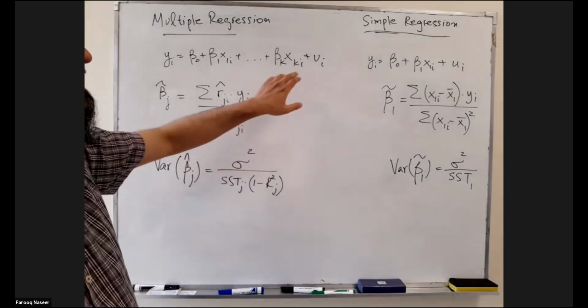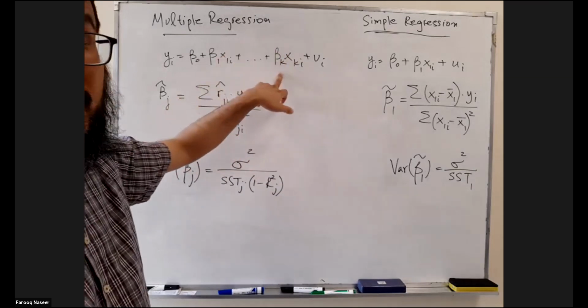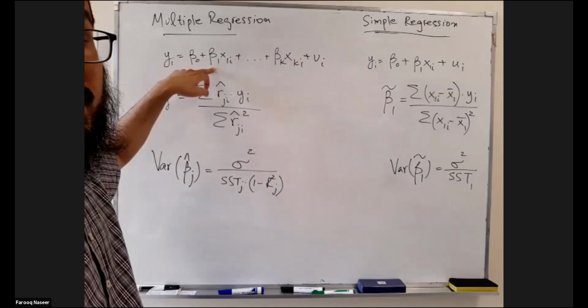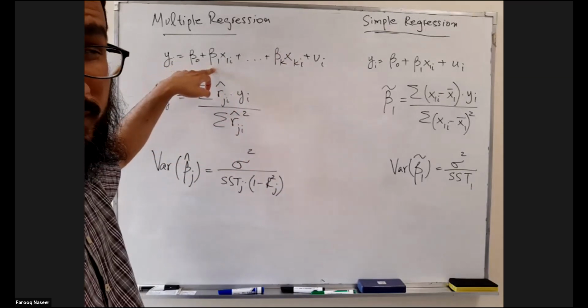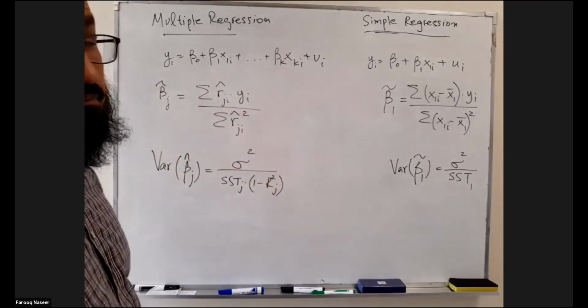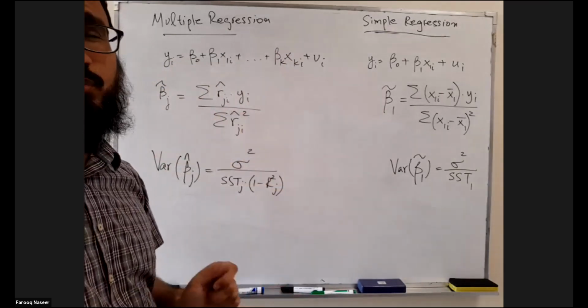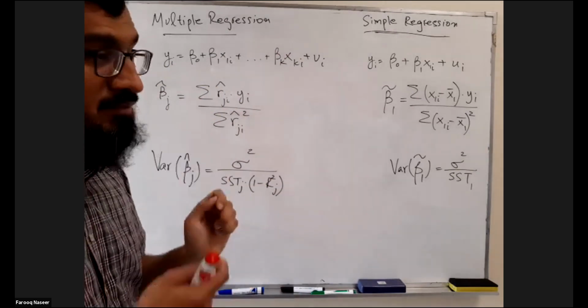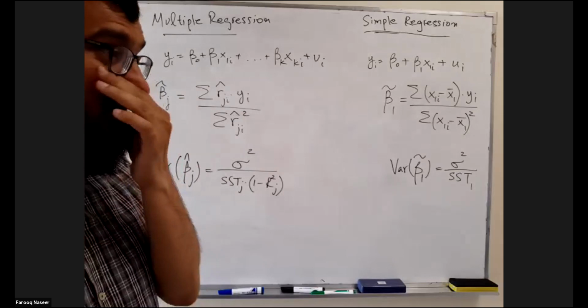So we just talked about how adding controls, additional x variables, has an effect on the way OLS computes the slope coefficient. So the formula is different, and the point estimates will be different in the multiple regression compared to the simple regression.